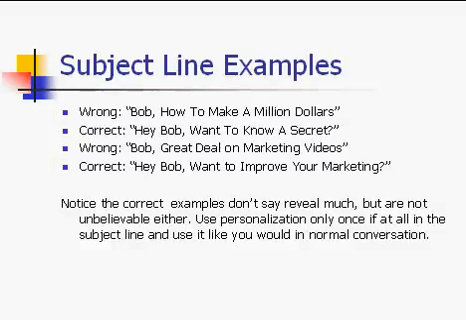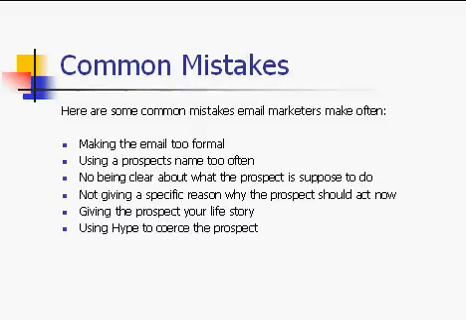Here's some common mistakes that email marketers make quite often. Making the email too formal. Remember, keep it conversational. Using a prospect's name too often. When you're talking to someone, to a friend or a buddy, you don't use their name every sentence, so don't use it in your email either. Not being clear about what the prospect is supposed to do. Remember, you need to tell them, they need to know exactly what they're supposed to do.